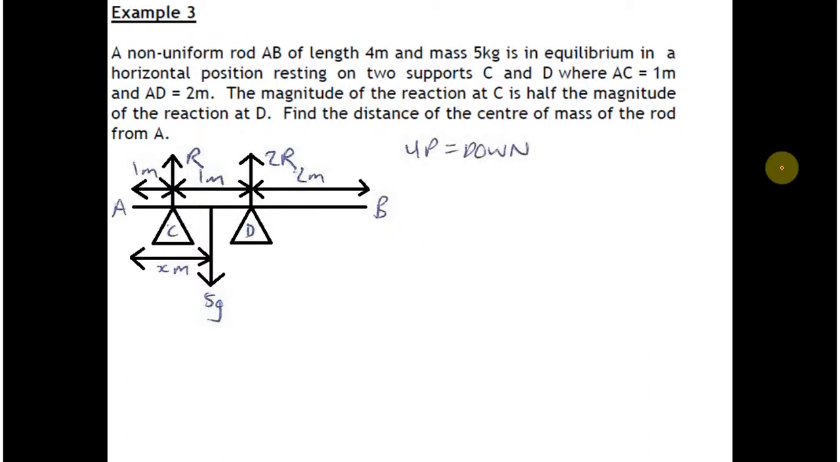Now, in this case, we've got two unknowns, R and x, and there's no way we can get a moments formula that doesn't have both in, so it's best to find R first, because an up equals down will quickly allow us to find R. So up we have R plus 2R, and down we have 5g, which gives us 3R equals 5g. Dividing both sides by 3, R equals 5 over 3g newtons.